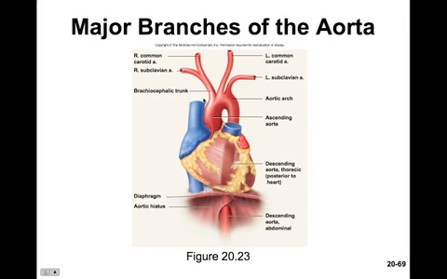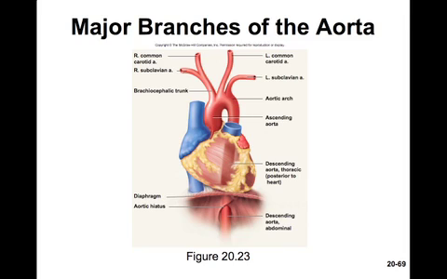The first of which is the brachiocephalic trunk. The brachiocephalic trunk will split into the right subclavian artery and the right common carotid artery. As we continue over the aortic arch, the next exit we'll see is the left common carotid artery. And the third exit is the left subclavian artery.